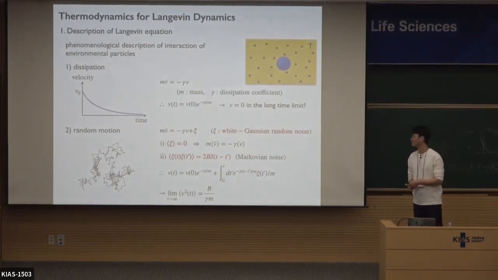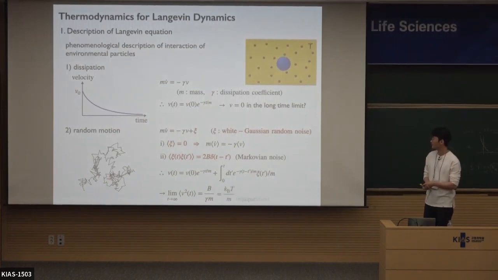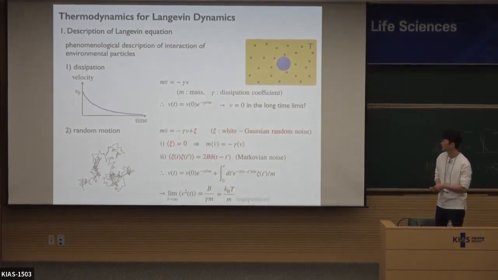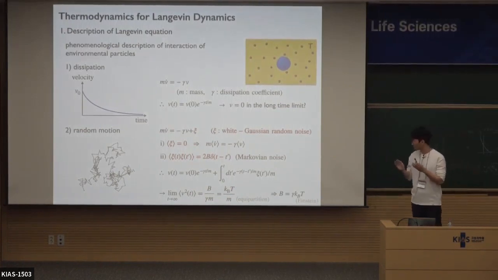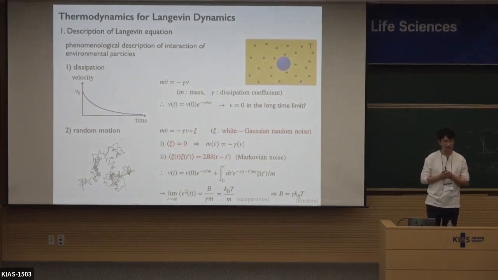Okay, you can do it by yourself. But we know from the equipartition theorem, in equilibrium, the V square average is given by k_B T over m, right? This is a well-known relation. So from this relation, we can determine the B, the noise strength. So B is given by gamma k_B T. This relation is called the Einstein relation.